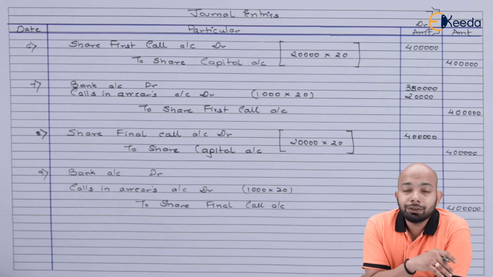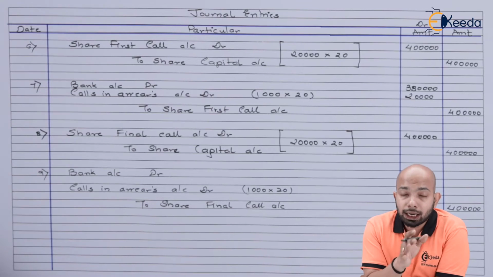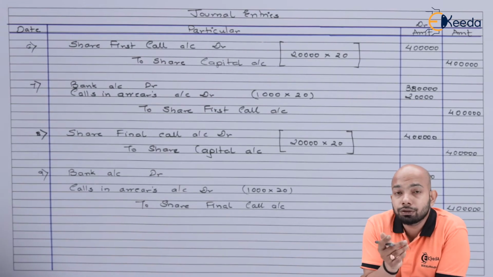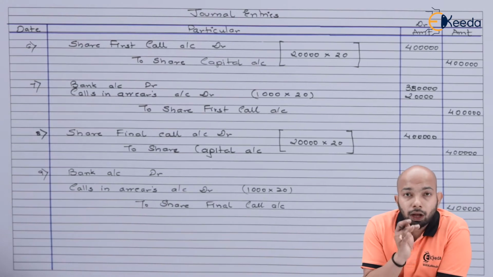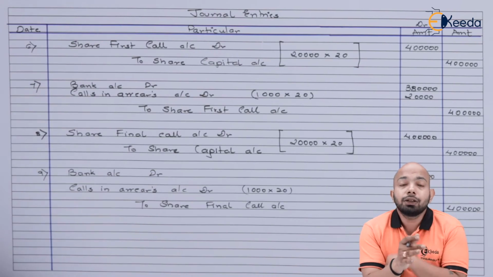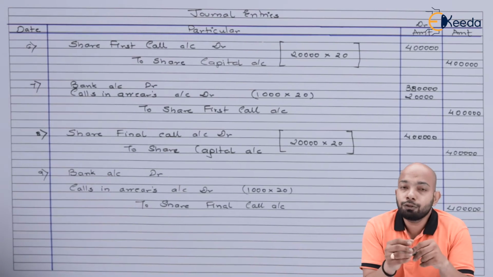So the total amount that we have received here is in the bank account 3 lakh 80,000. Calls in arrears is 20,000 and share final call refers to the specific amount of 4 lakh here. Now, after this, the company decided to go ahead and forfeit the shares. So now we'll be passing the entry for forfeiture here.